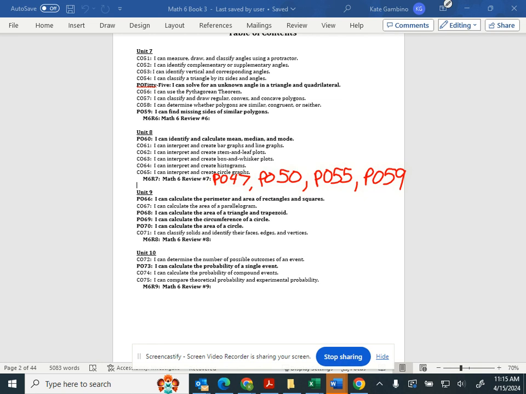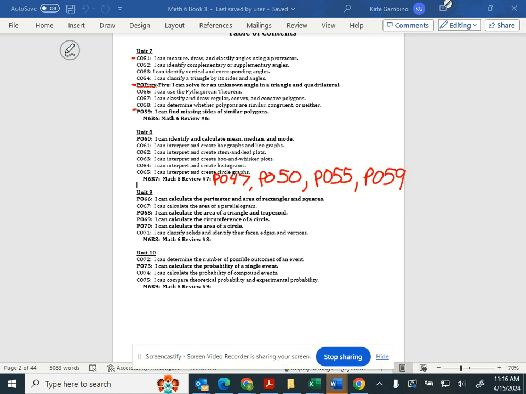So 47 and 50, look at this. Binder number 3 starts with 51. 47 and 50 are in your binder 2. So you're going to want to go back to binder number 2 to look at 47 and 50. 55 and 59 are here.